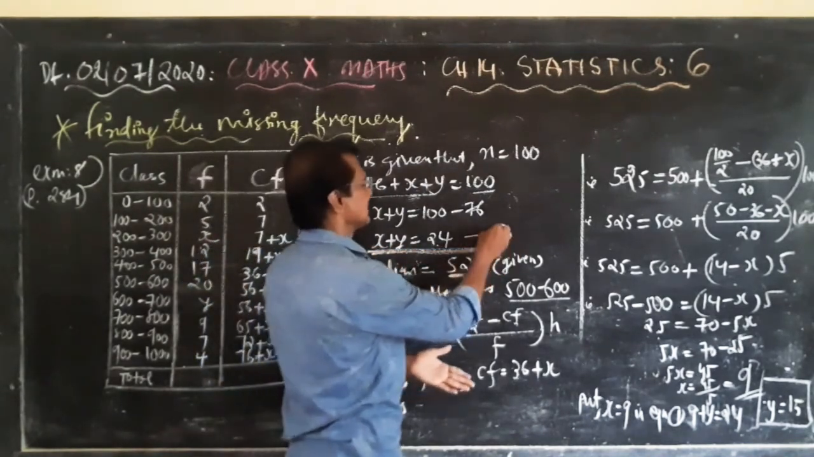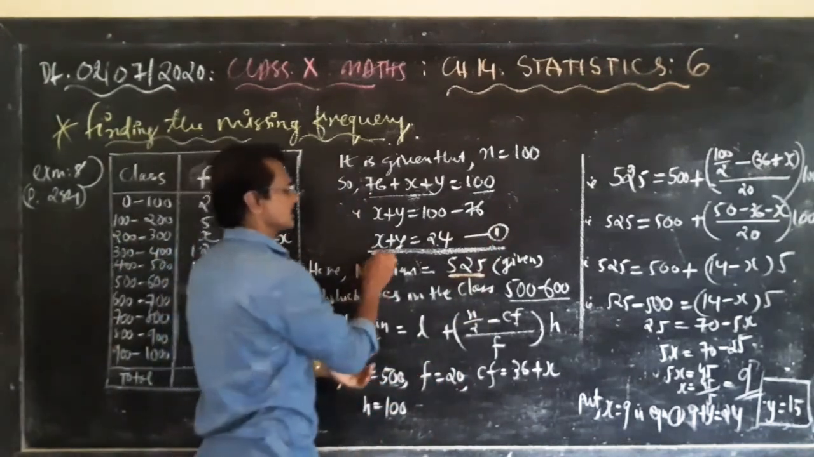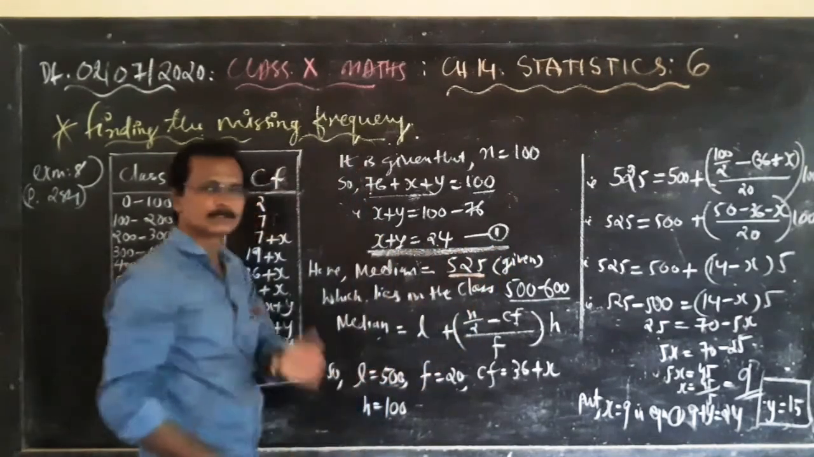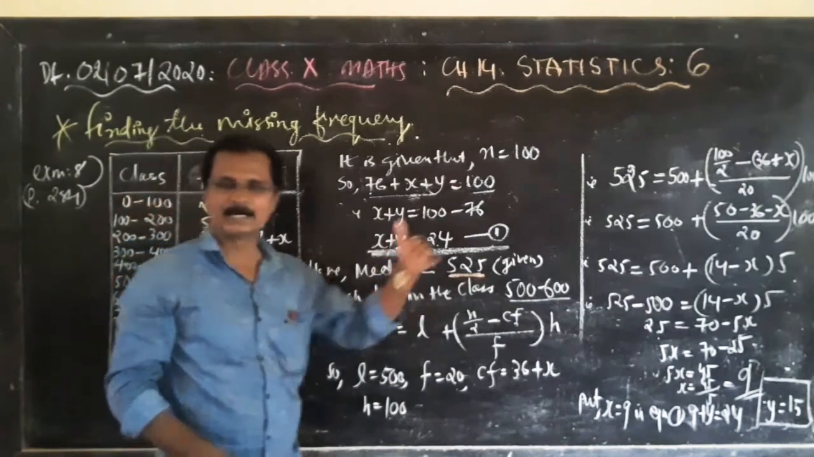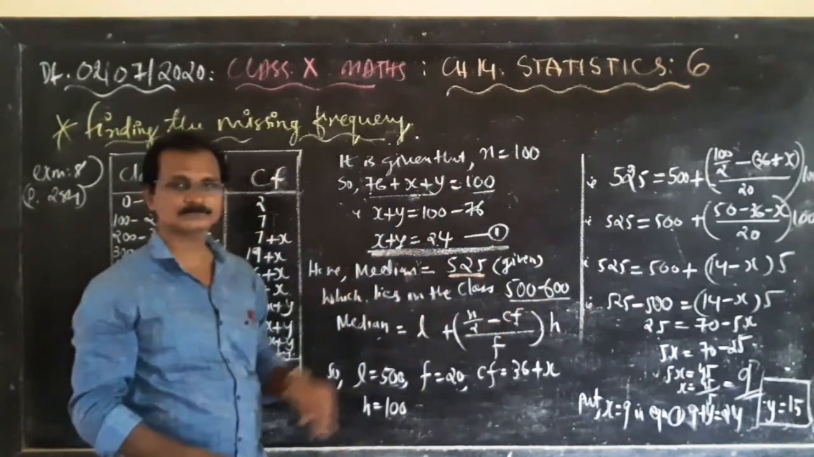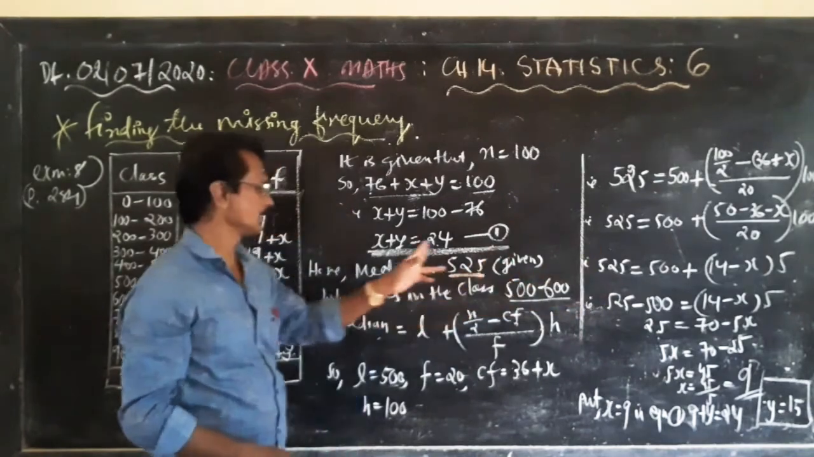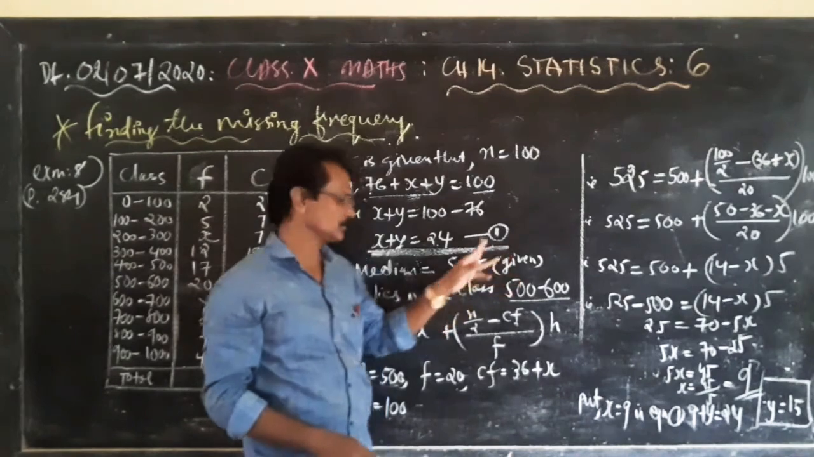Note down, this is our equation number 1: x plus y equal to 24. Okay, keep it there. We need this equation after some time. So x plus y equal to 24.